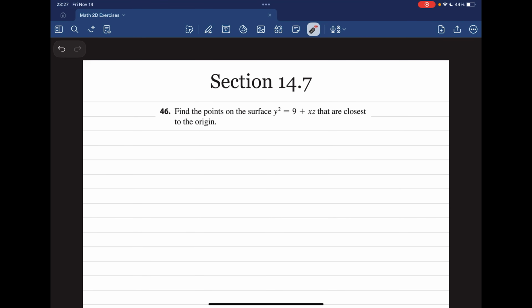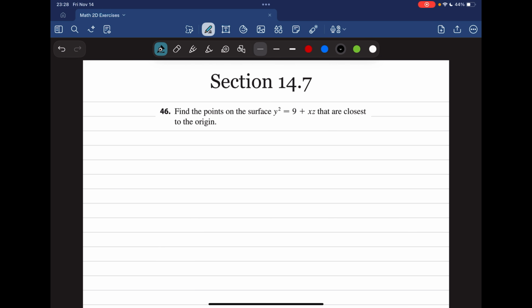Hello, in this video I'm going to be solving problem 46 from section 14.7 of James Stewart's Calculus Early Transcendentals, 9th edition. This problem, which is on the section on finding maxima and minima of functions, asks us to find the points on the surface y squared equals 9 plus xz that are closest to the origin.